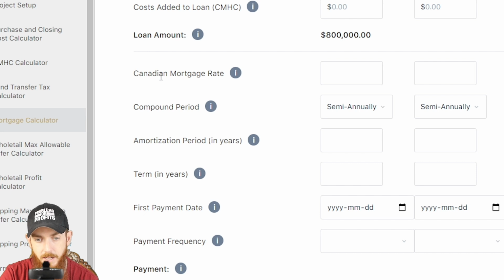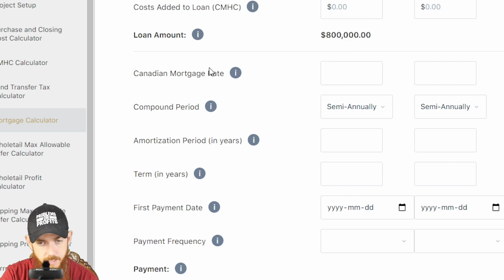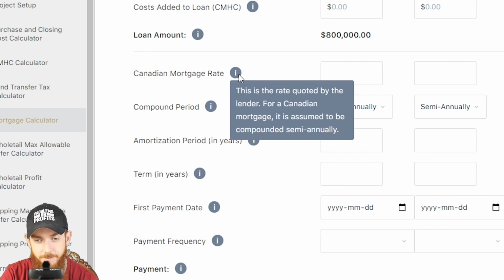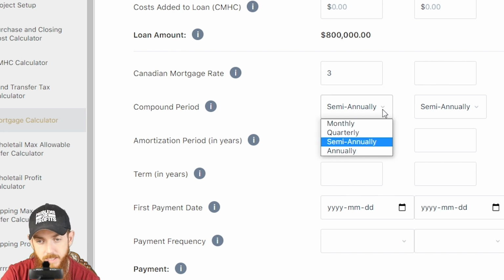Next thing we're going to get hit by is the Canadian mortgage rate. But again, quick reminder, if there's anything you're not sure about when you're going through the calculator, you can always hover over this eye and get additional information and perspective in regards to what that line represents. So for example, Canadian mortgage rate, kind of self-evident, but this is the rate quoted by the lender for a Canadian mortgage, assumed to be compounded semi-annually. So for example, let's say I'm looking at getting a 3% mortgage. Now I've got my compound period of semi-annually.